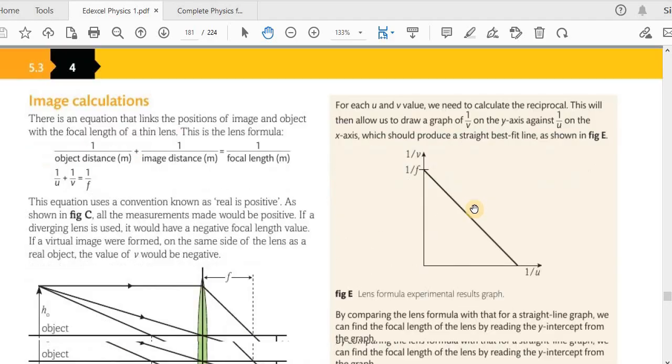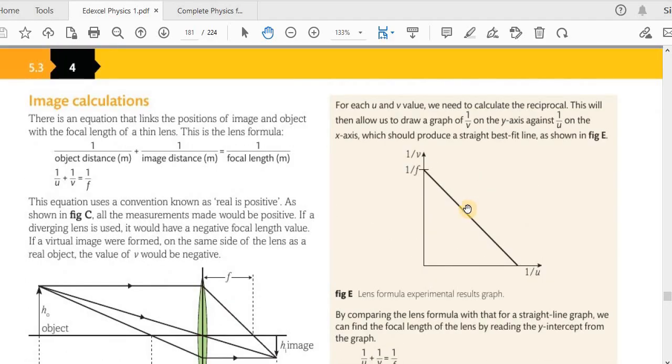Let's analyze this further. For each u and v value, we need to calculate the reciprocal. This will then allow us to draw a graph of 1 over v on the y-axis against 1 over u on the x-axis, which should produce a straight best fit line, where the y-intercept will be 1 over f.